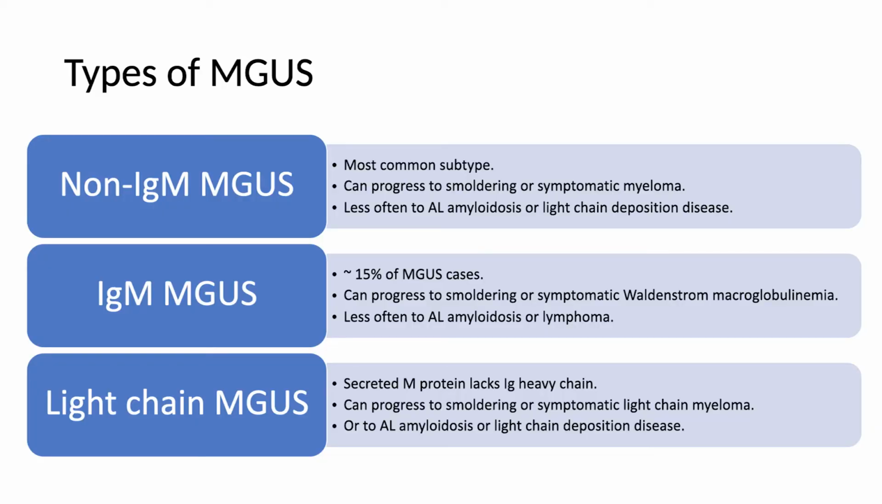So there are 3 types of MGUS. One is non-IgM MGUS, which is the most common subtype. It can progress to smoldering or symptomatic myeloma, less often to AL amyloidosis or light chain deposition disease. IgM MGUS is about 15% of MGUS cases and can progress to smoldering or symptomatic Waldenstrom macroglobulinemia, and less often to amyloidosis or lymphoma. Light chain MGUS secretes M protein that lacks the heavy chain, and can progress to light chain myeloma, amyloidosis, or light chain deposition disease.